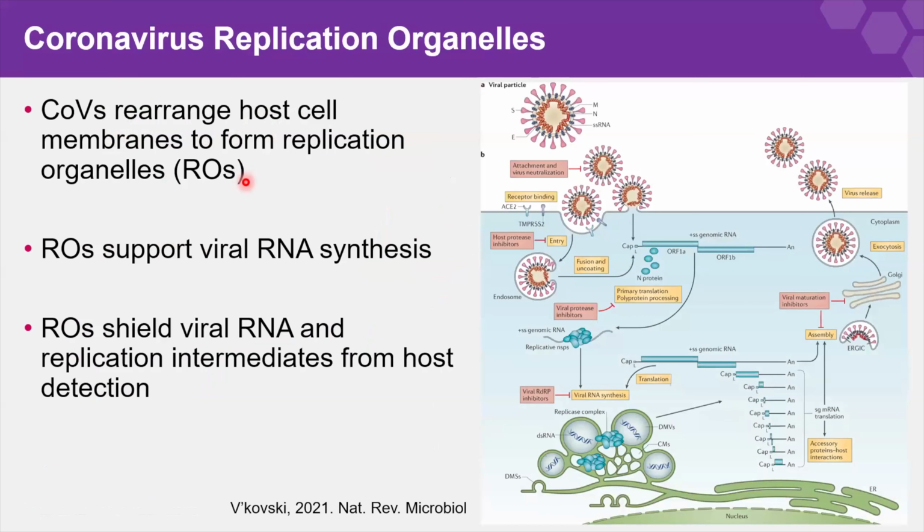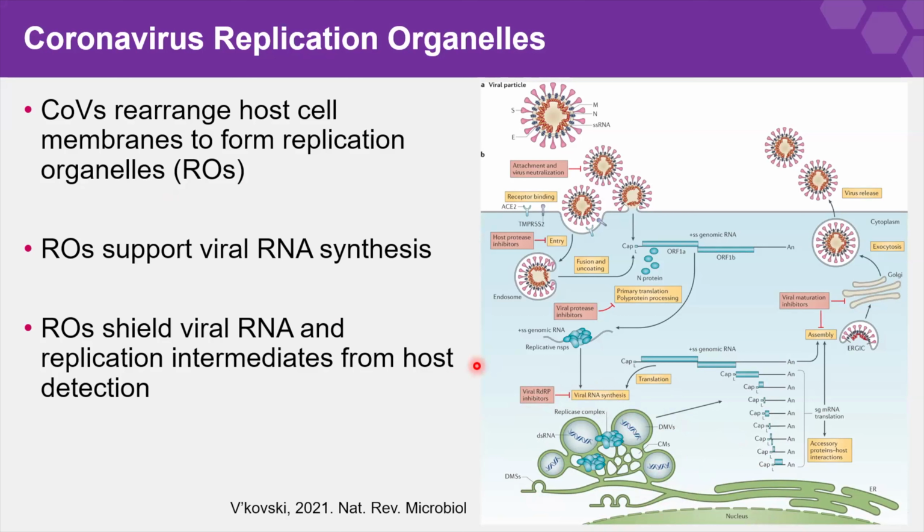So replication organelles. All coronaviruses, like all positive strand RNA viruses, when they infect a host cell, trigger the rearrangement of host cell membranes to form what's called the replication organelle. That's this step down here in the replication cycle. Replication organelles are a specialized organelle. They support viral RNA synthesis, and they also shield viral RNA and replication intermediates from host cell detection. So they're a really critical stage in the replication cycle.